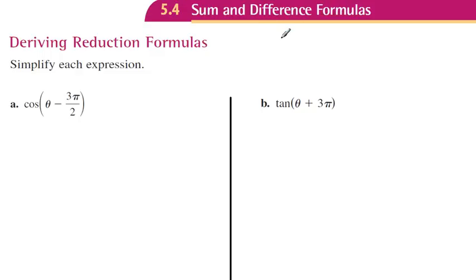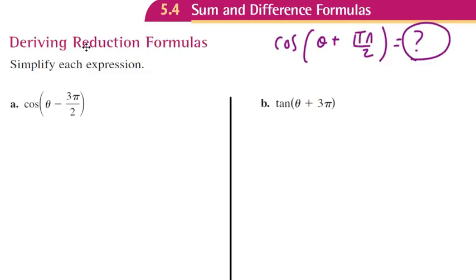Say if you had the cosine of theta plus pi n over 2, and that's going to equal something right here. Basically, if you can write these in terms of taking some theta and adding increments of pi over 2, what is it going to equal? That's what we refer to as a reduction formula. And you can do that with tangent, cosine, I mean, you can do it with all six trig functions here.